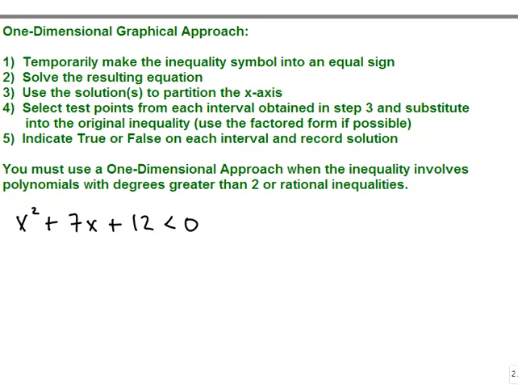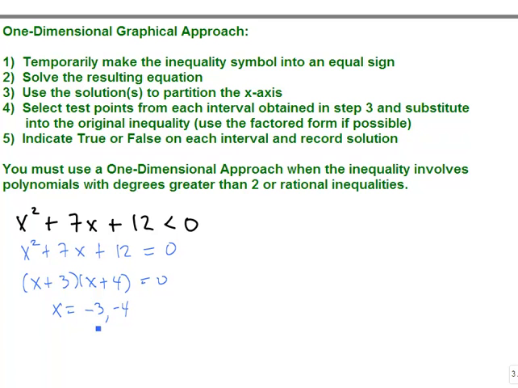The first thing that you're going to do is take your inequality and make it into an equation by replacing the inequality with an equal sign. So step 1 is to just set x squared plus 7x plus 12 equal to 0. Step 2, we're going to solve that equation. And again, if you're lucky, it will factor. This one does. We get x plus 3 times x plus 4. And so our two solutions are -3 and -4. This is exactly the same thing we would have done in the two-dimensional approach.